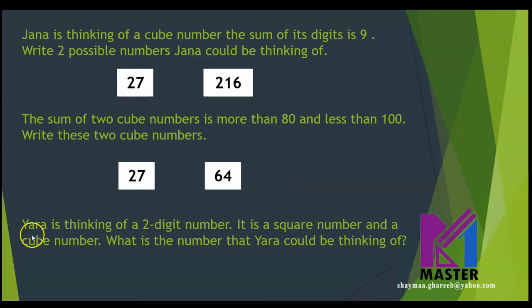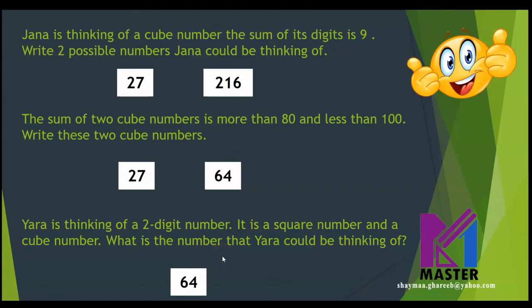Last question. Yara is thinking of a 2-digit number. It is a square number and a cube number. What is the number that Yara could be thinking of? What do you think? Which number? We said so far 2 numbers. But the question is asking for a 2-digit number, which means it will be number 64.